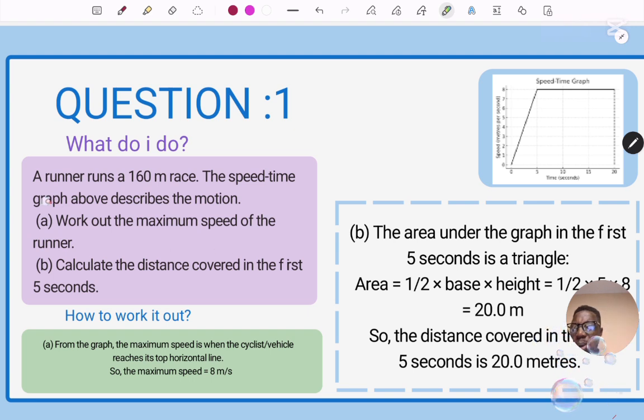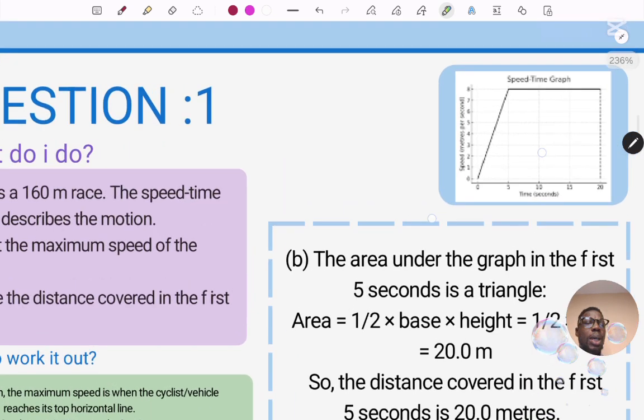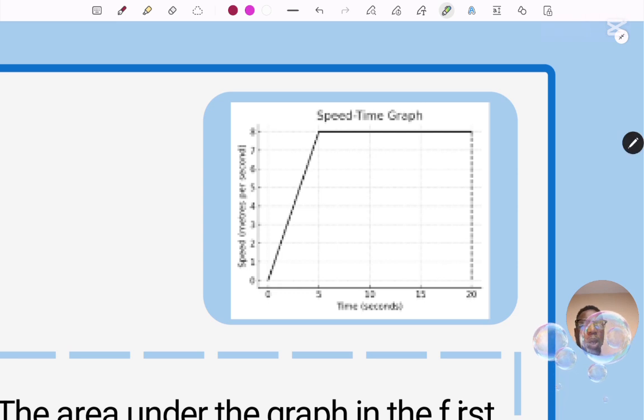So for us to do part A, we're going to go to the graph. The maximum speed is when the runner reaches the top horizontal line. So the maximum speed is 8. Let's check how we got this from our graph. This is our graph, and this is the speed axis, while this one is the time axis. So as the runner runs, we have this vertical axis and the horizontal axis as well. The maximum speed on the vertical axis is 8 here, as we can see.